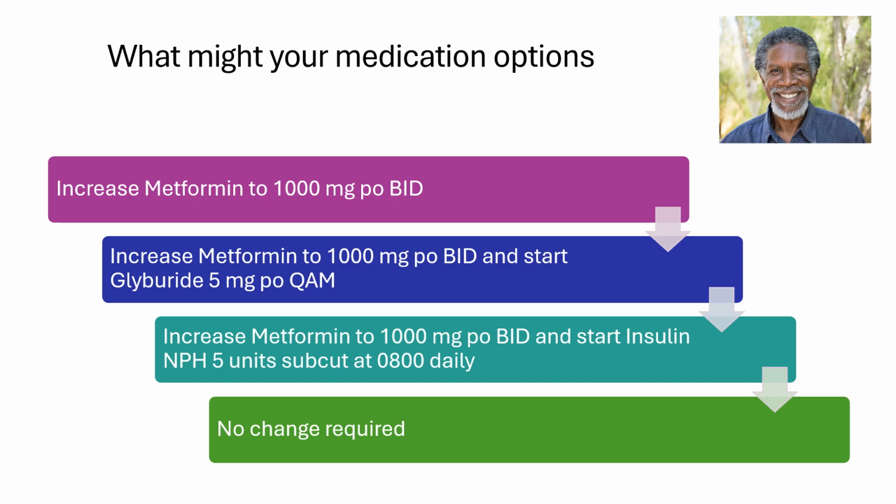So here's some options for you to consider. What would your next step be? Increase the metformin to 1,000 milligrams BID. Increase it to 1,000 milligrams and start glyburide, 5 milligrams in the morning. Increase the metformin to 1,000 milligrams BID and start insulin NPH, 5 units at breakfast, or there's no change required. So have a moment to think about that, and you can put this on pause to think about it.